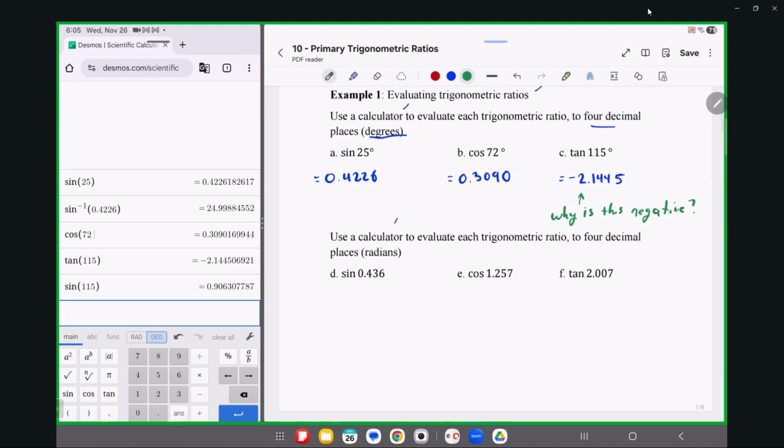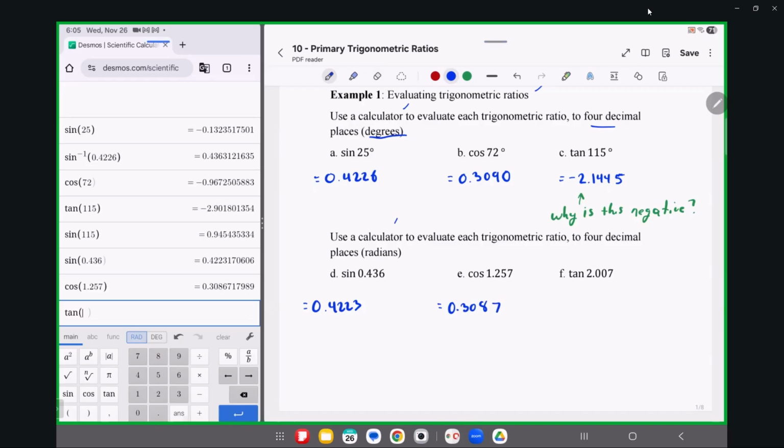The second part here: use a calculator to evaluate to 4 decimal places in radians. So make sure you click on radians. That'll change the above answers. Don't worry about that. So now we're going to type in sine of 0.436. So here we're going to get an answer of 0.4223. Cos of 1.257, we're going to get 0.308, and this is going to be a 7 after rounding.